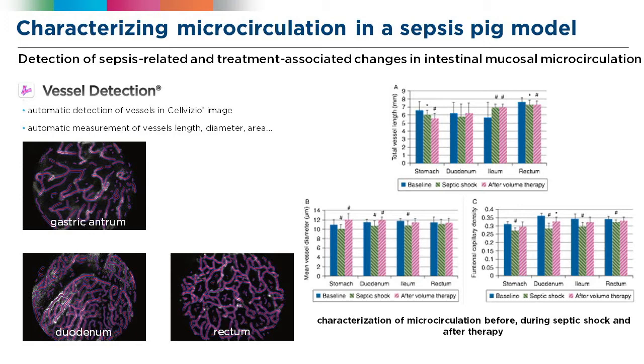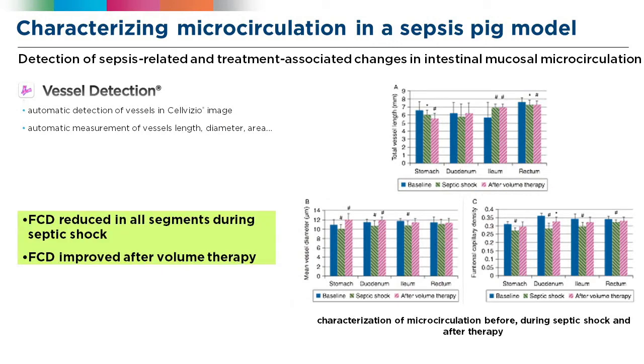So in the setup of the study, the Cellvizio images were obtained at baseline, during the septic shock, and after volume therapy. And they compared those different characteristics of the microvasculature. So what they observed is that the functional capillary density reduced in all the different segments of the GI tract during the septic shock. But after volume therapy, this FCD was improved.